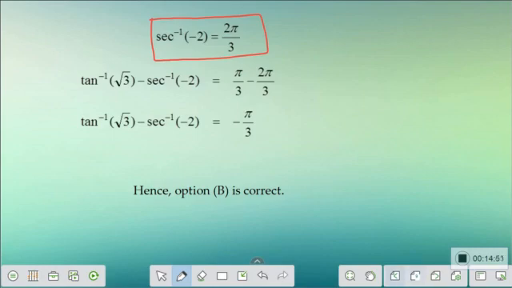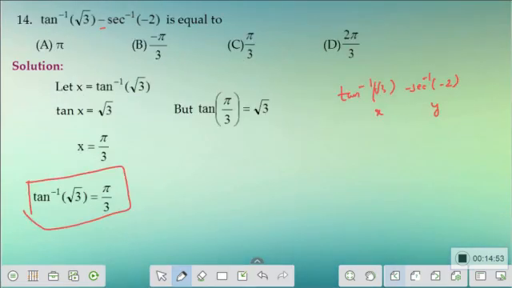Now, let me just have a look at the options given to me. I could see minus pi by 3 here. This is option B. So, option B has minus pi by 3. Hence, this is the right option. So, tan inverse of root 3 minus secant inverse of minus 2 is equal to minus pi by 3.